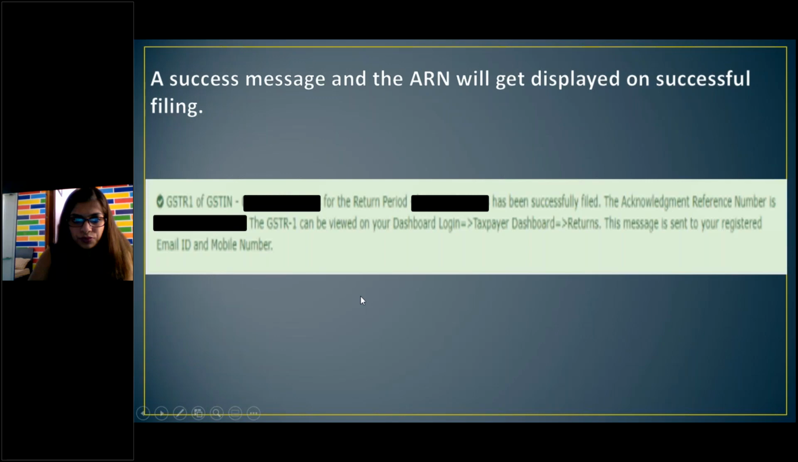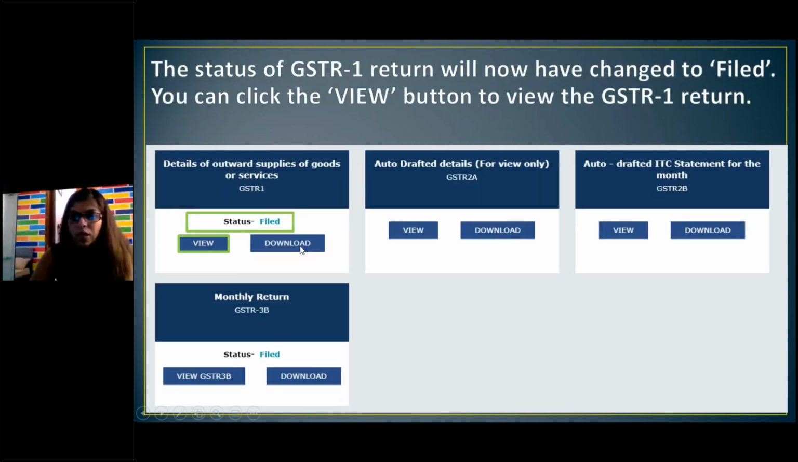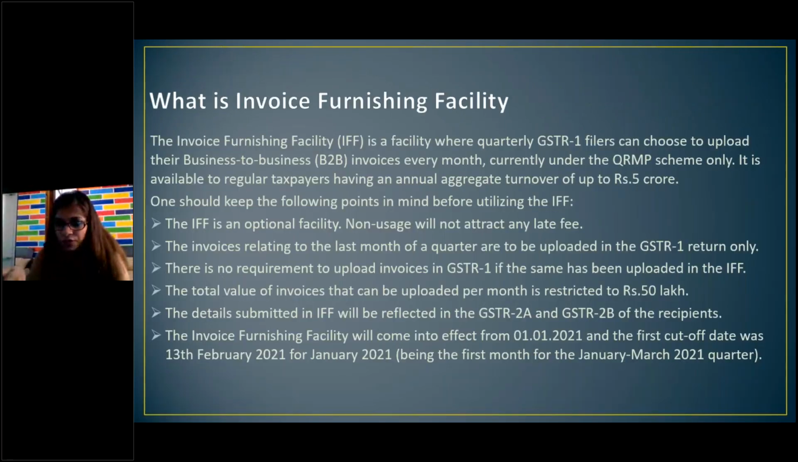Thereafter, the status is uploaded, filed. When you go to this download box, whatever you have, you can download it as well. Okay. Now this is something called IFF, which I was telling you. IFF is required to be filled in case of quarterly return filers, which are under the QRMP.